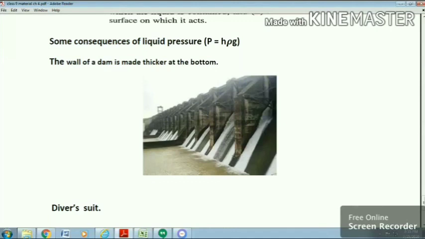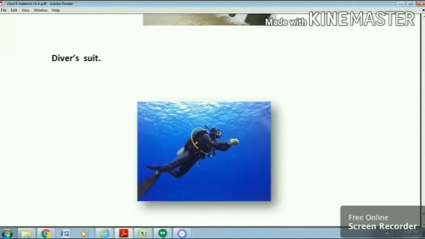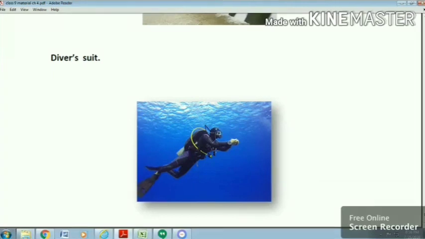Now the next example is the diver's suit. The sea diver needs to wear a special protective suit because in the deep sea the total pressure exerted on the diver's body is much more than his blood pressure. So to withstand it, he needs to wear a special protective suit made from glass reinforced plastic or cast aluminum. The pressure inside the suit is maintained at 1 atmosphere.